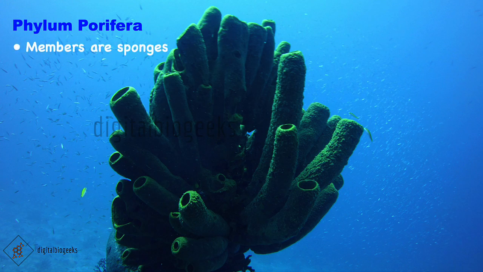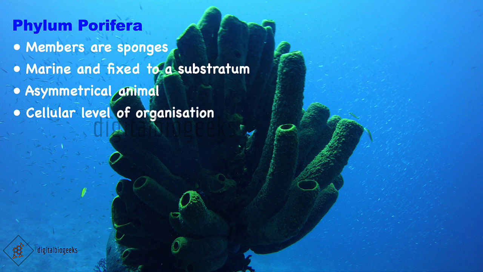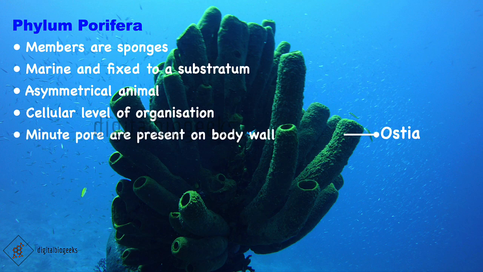Members are called sponges. They are marine animals and are fixed to a substratum. They cannot move from one place to another. They are sessile organisms. We have already learned that they have asymmetry. Their bodies do not show any symmetry. They have a cellular level of organization, meaning their cells are not differentiated into tissues. Their body has minute pores on the body wall called the ostia. That is why they are known as porifera or pore-bearing organisms.